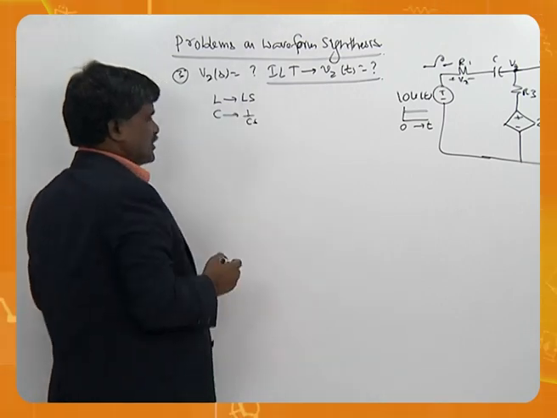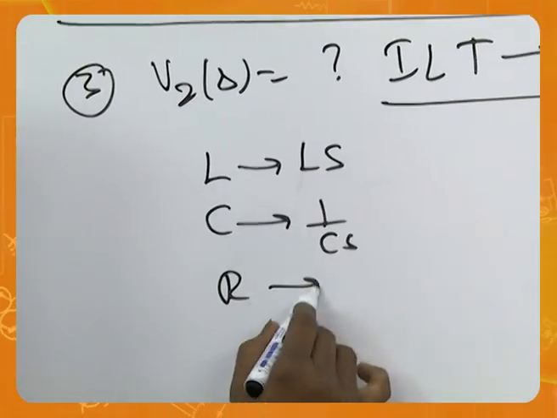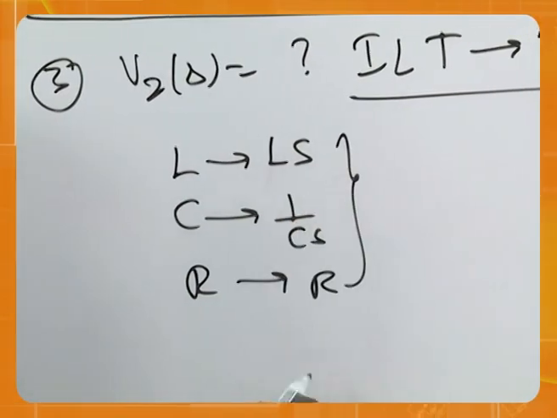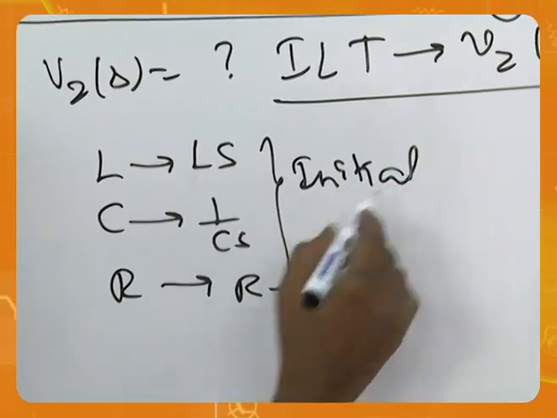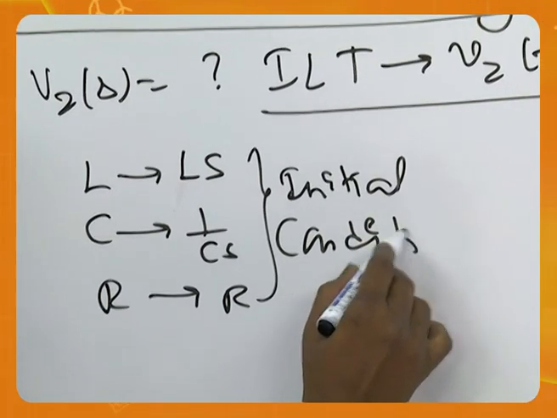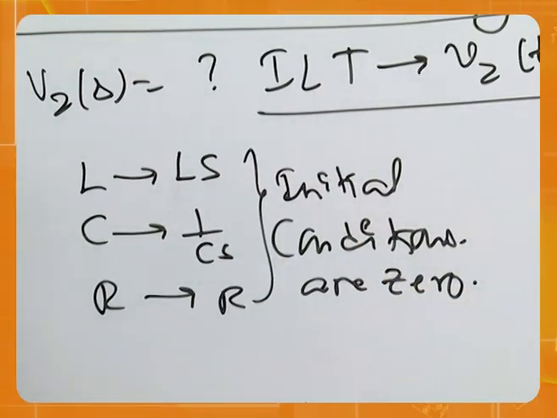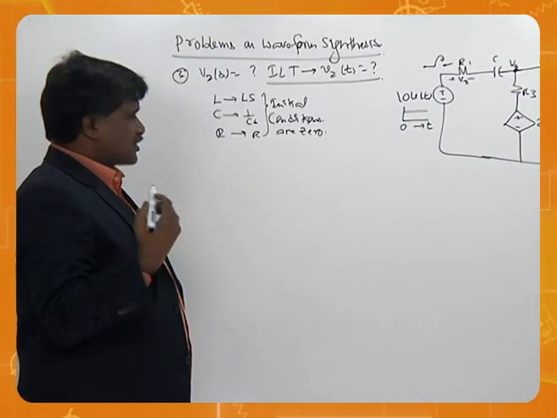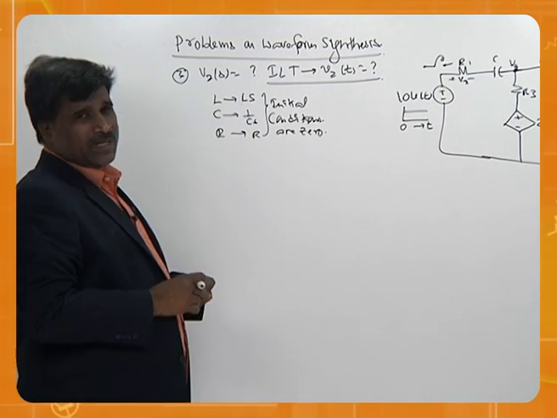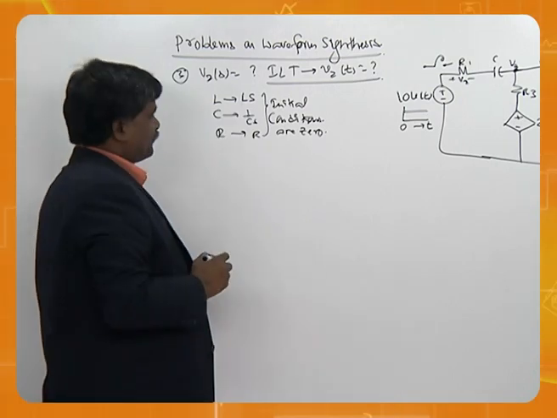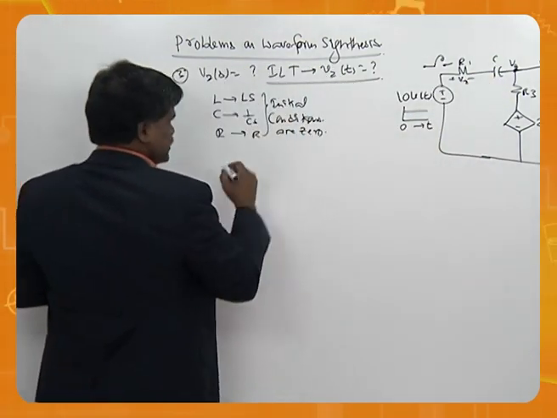L becomes Ls, C becomes 1 by Cs. Anyway, R remains as R. How does this come? This is all valid only when initial conditions are 0. If initial conditions are 0, you can always call L as Ls, C as 1 by Cs, R as R. Now look at, I am going to call this as, for example, Z.